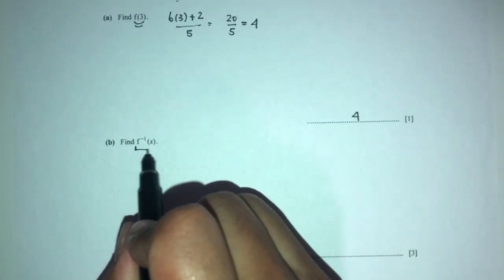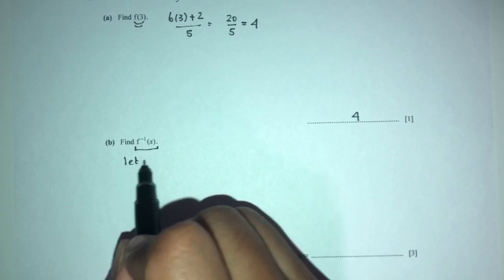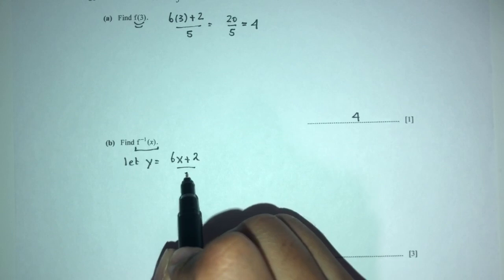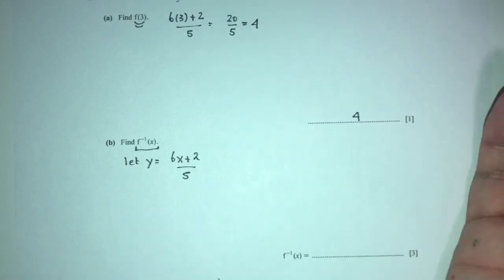Now let's move on. Here we have to find f inverse. The first step is to let y equal to f of x. That'll be 6x plus 2 over 5. Now we have to make x the subject.